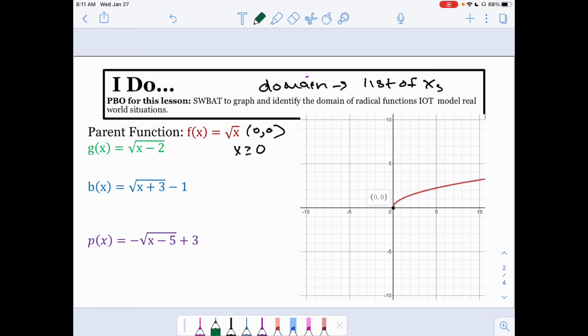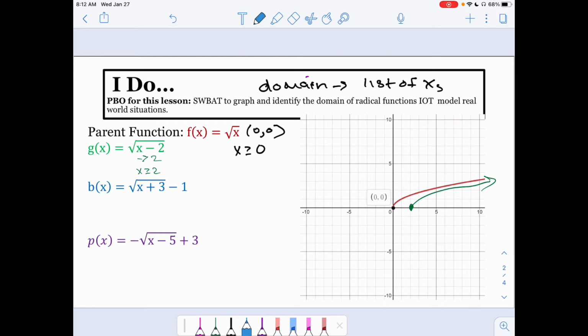Let's take a look at g of x. Square root of x minus 2 is exactly the same, except it's shifted to the right 2. Shifted to the right 2. It has a domain of all the x's greater than 2.